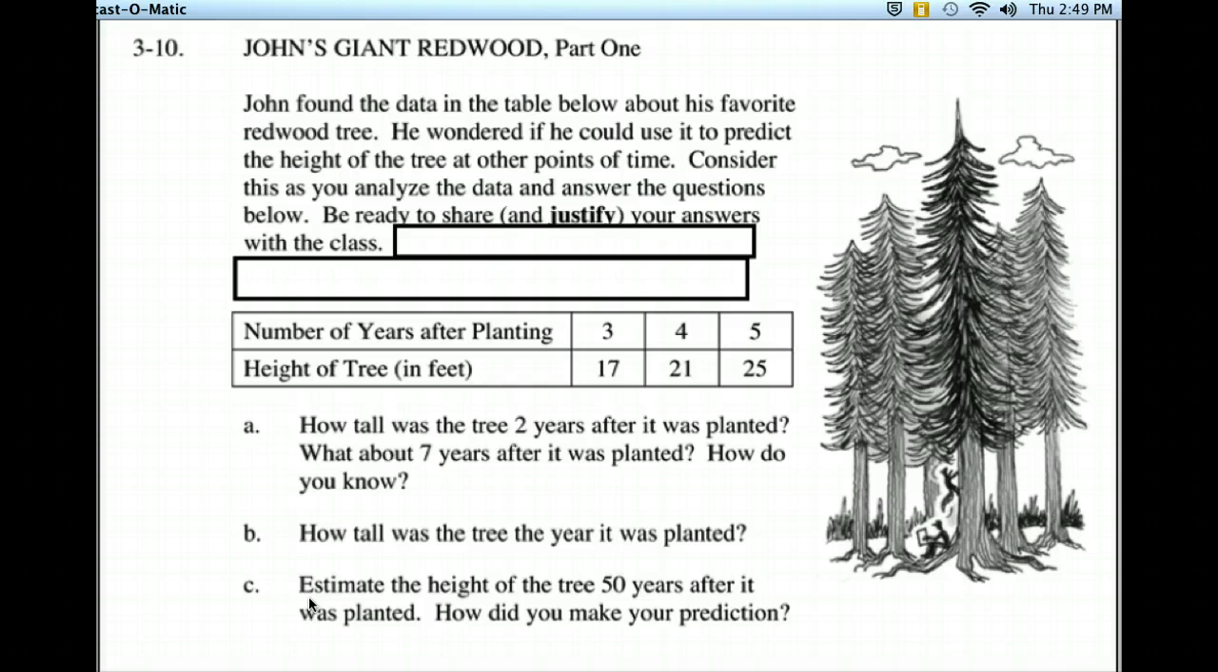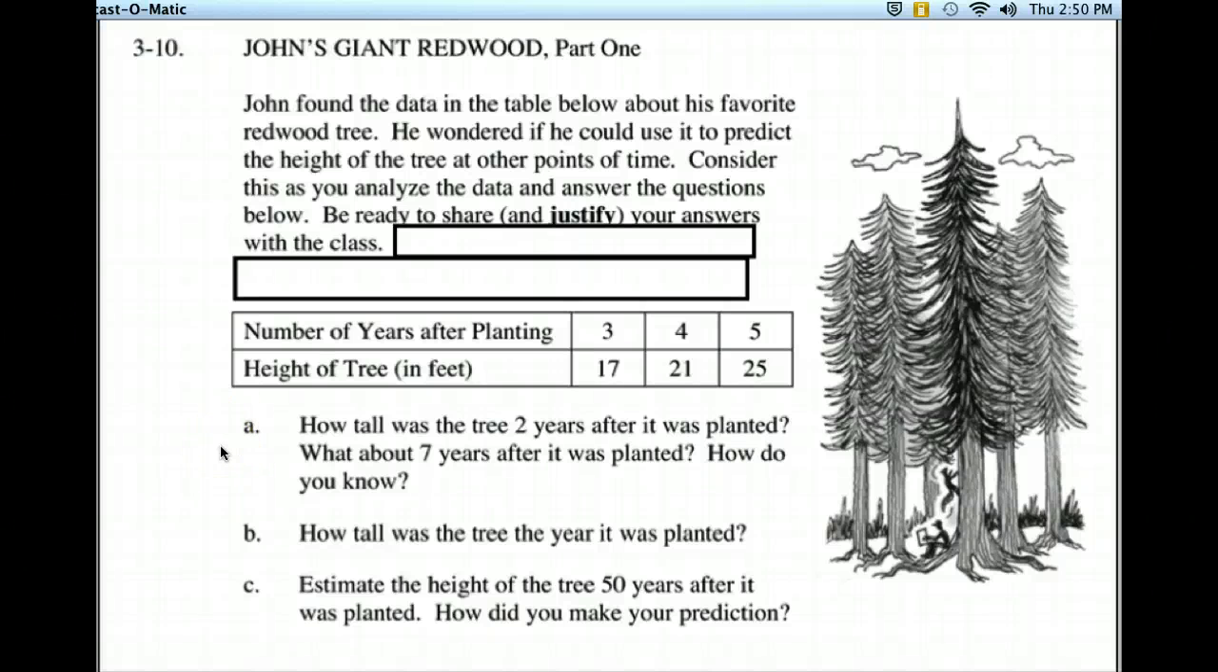So next they have a table for years 3, 4, and 5, and they give you the heights for those years. You want to think of your years as your time, or your independent variable, and that's going to be on your x-axis, and the height of your tree is going to be on your y-axis. You'll see that in a little bit when we get to the lab sheet that you'll use.